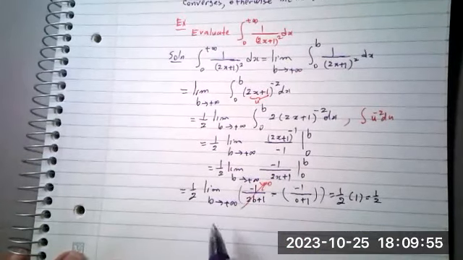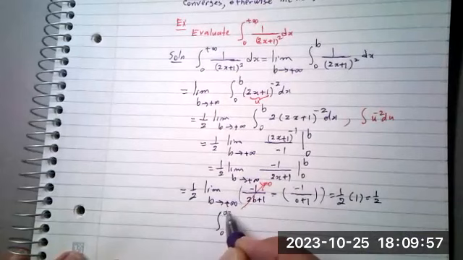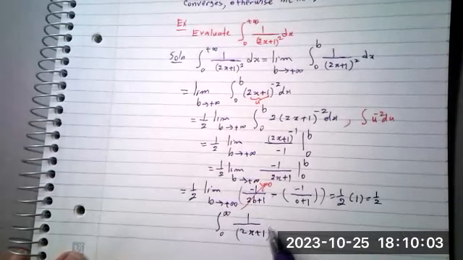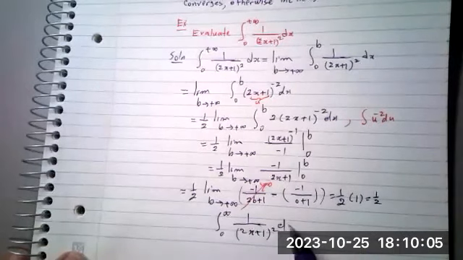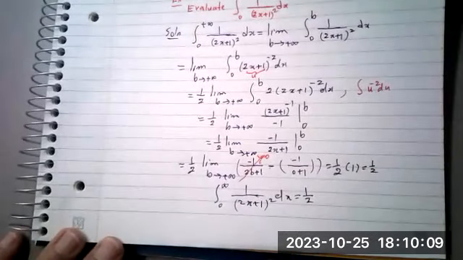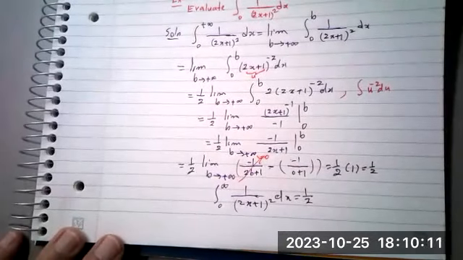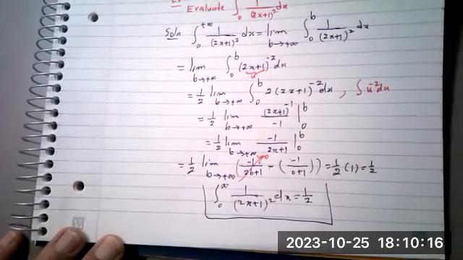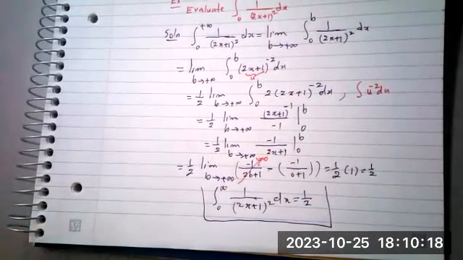So the original integral, 0 to infinity, 1 over 2x plus 1, all squared dx, is equal to 1/2. And the integral, of course, is convergent. Okay, so this is the way we're going to do it. We are going to do this one quite a lot in this chapter.